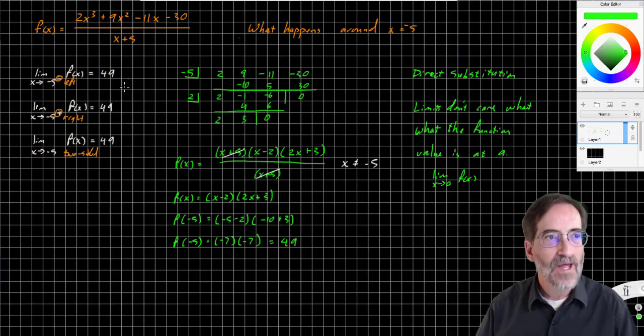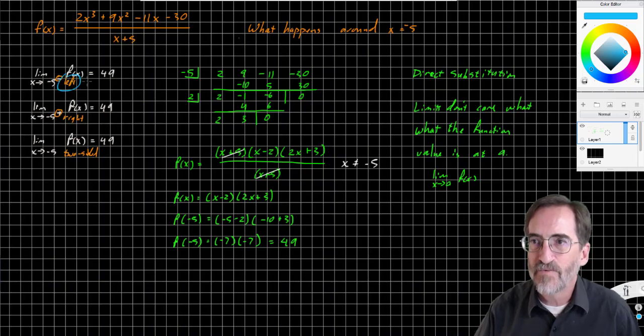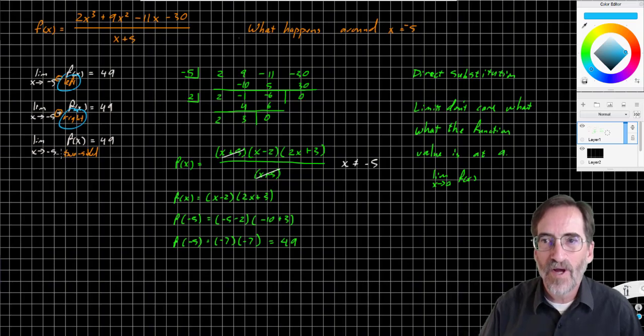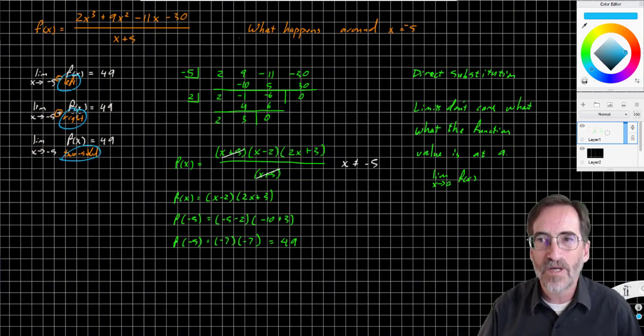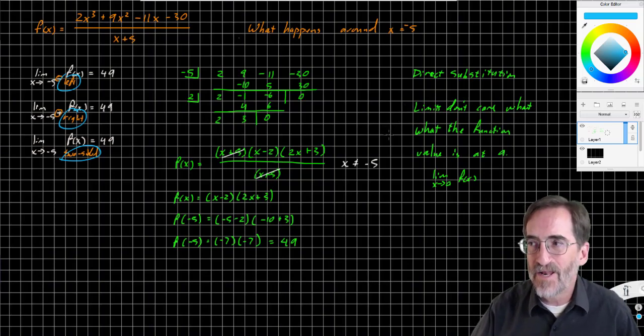All right, and so a couple of little review items. A left-hand limit is what does it do as it approaches from the left? A right-hand limit, what does it do as it approaches from the right? A two-sided limit only exists if the left and the right limits agree. By the way, there's a hole here at x equals negative 5, but the limit doesn't care what the value is at negative 5, just what it does as it approaches.